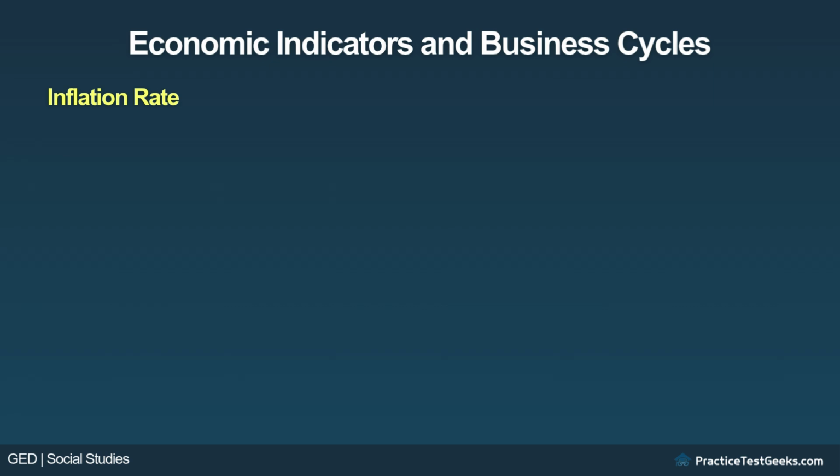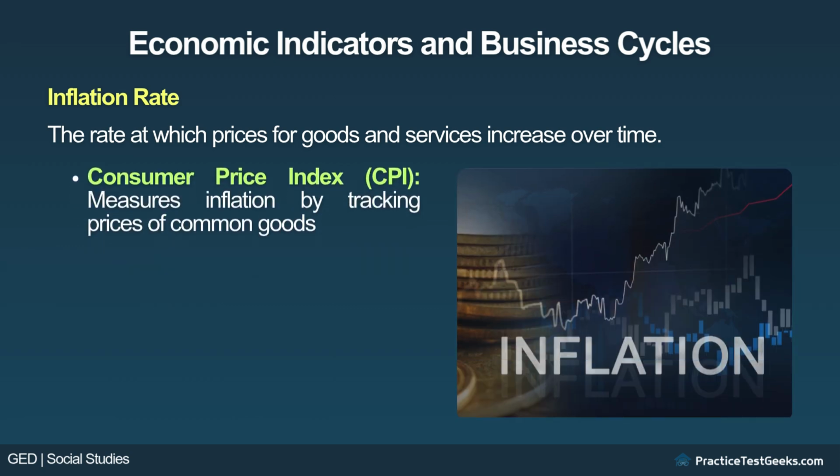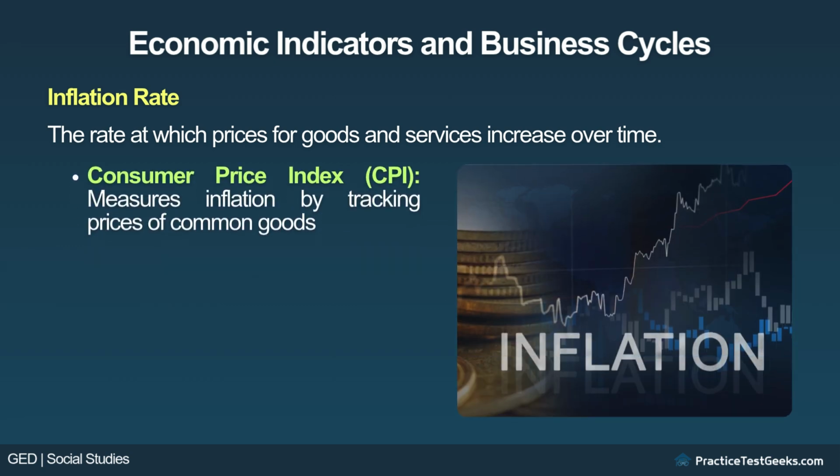Inflation rate. Moving on, the inflation rate measures how quickly prices for goods and services rise over time. This impacts purchasing power and cost of living. Consumer Price Index. This index tracks the prices of a typical set of consumer goods to measure inflation.